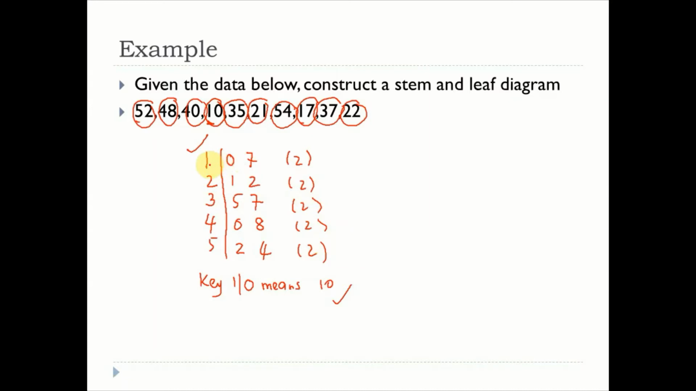So maksudnya untuk 1 ada 2 nombor, 2 ada 2, so 1, 2, 3, 4, 5, 6, 7, 8, 9, 10. Maksudnya our data ada 10. So maksudnya you boleh tally dengan senang, tak ada nombor you tertinggal. Okay? You boleh tallykan ni dengan number of data tadi. So okay, understand how to do stem and leaf diagram.